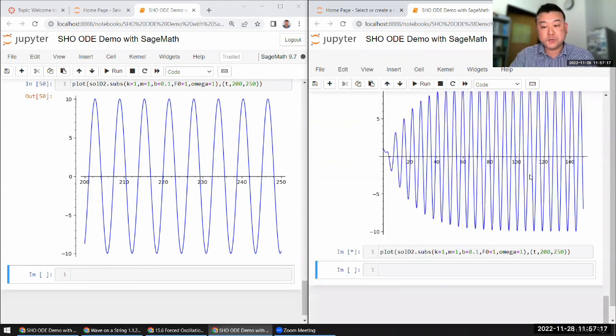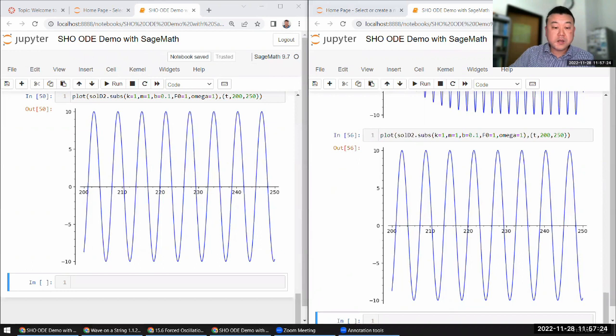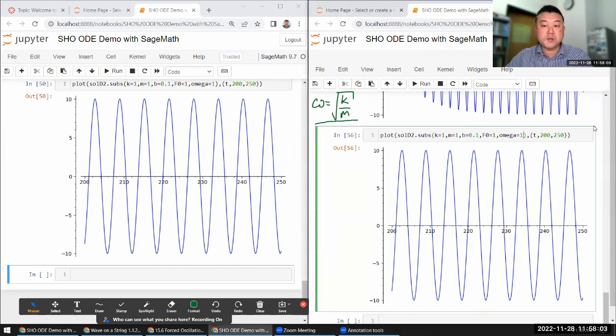So the value of omega equals one is a special value because of this expression for the natural frequency of oscillation with the mass-spring system. This is the natural frequency of oscillation, square root of k over m. So in the unit system that we picked, by choosing k equal to one and m equal to one, the natural oscillation frequency is equal to one radian per second. So when we randomly picked one, we somehow hit upon that resonance frequency. So what this is showing is the phenomenon of resonance.